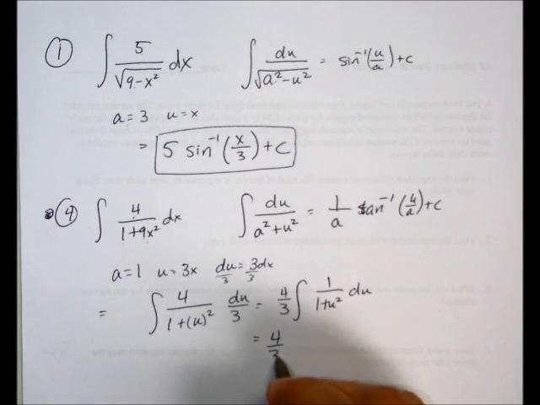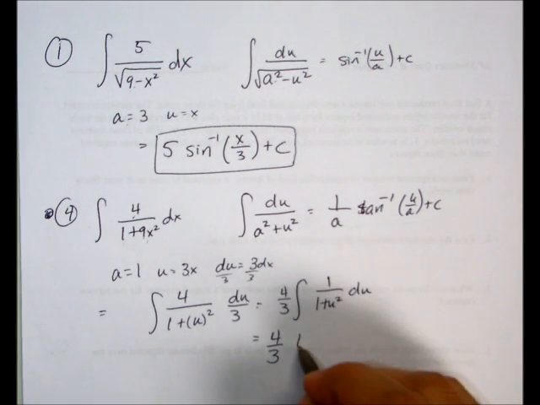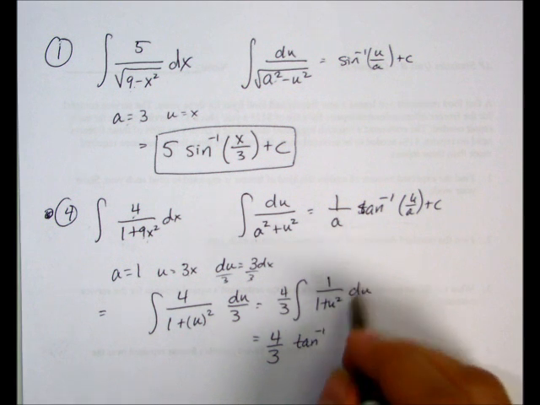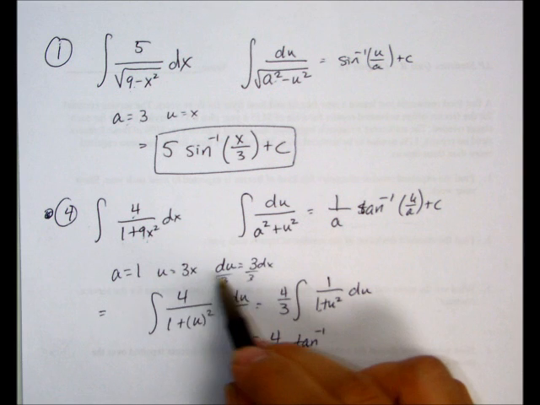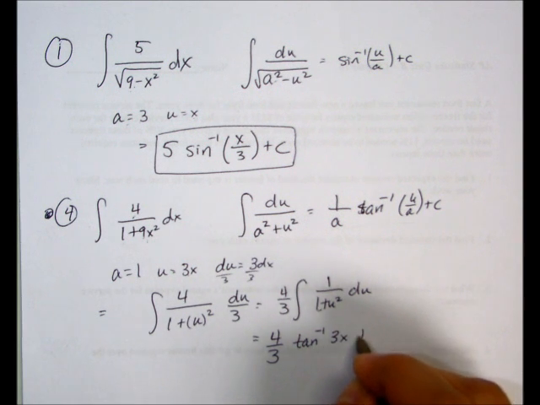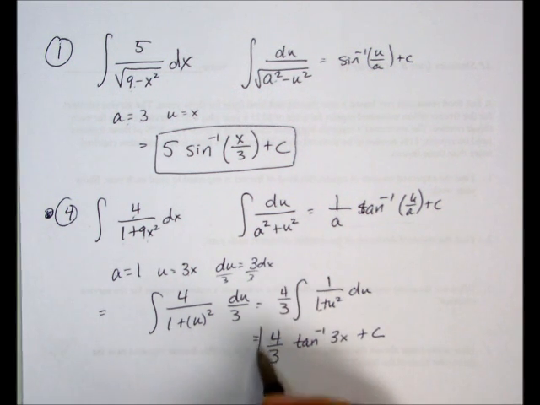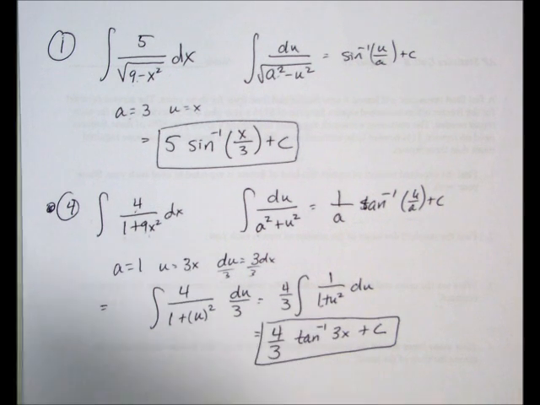And now we're going to do our inverse tangent of u over a. a is 1, so I'm just going to go ahead and put u back in and put 3x plus c. And this is our answer for number 4.